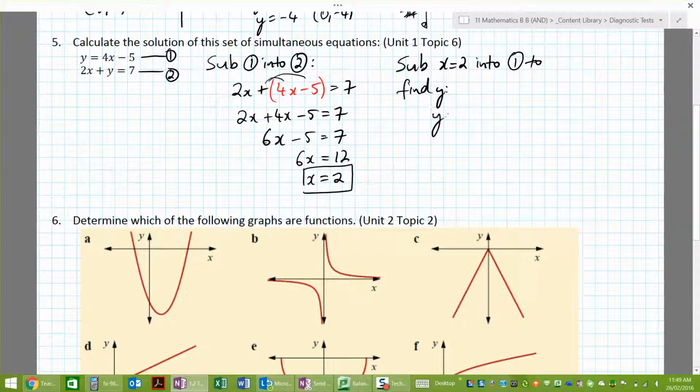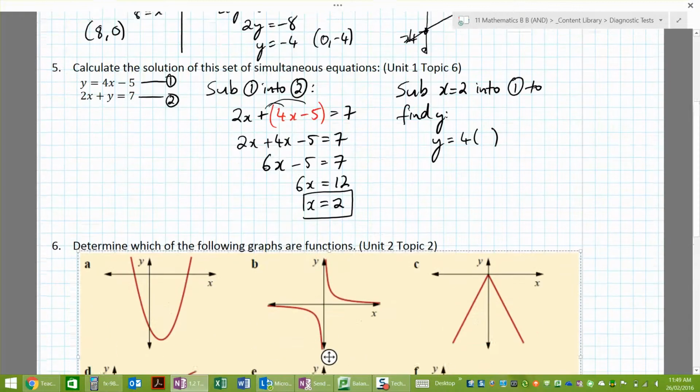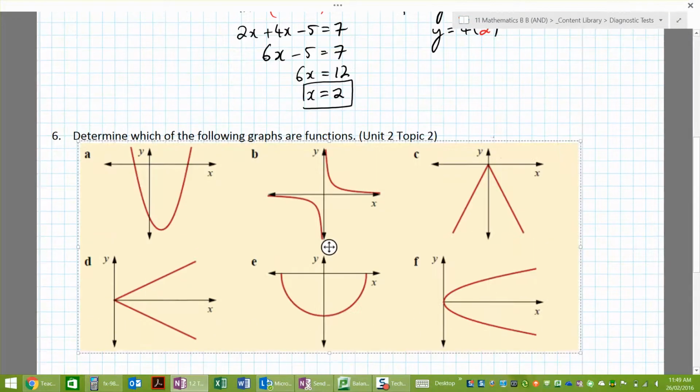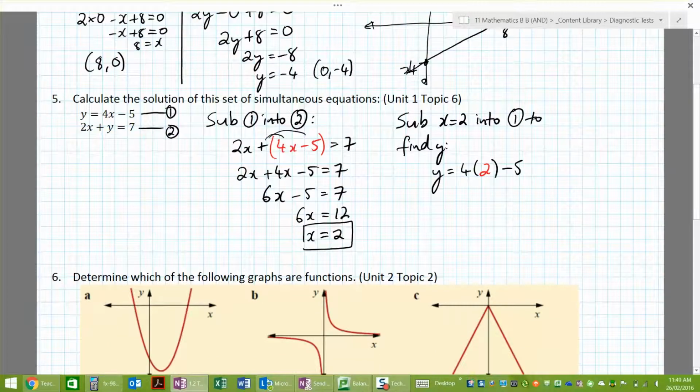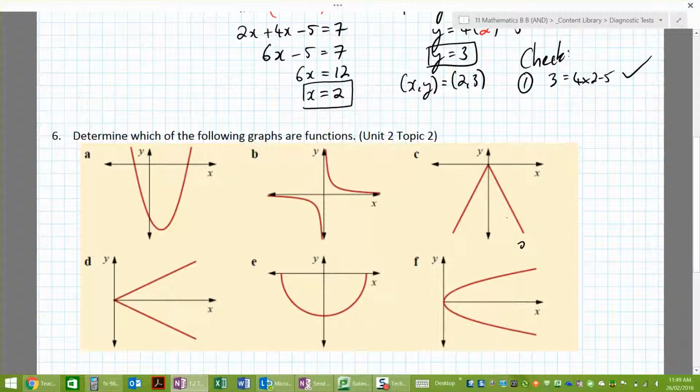So in this case, y equals 4 times x, which we know is 2, minus 5, so y equals 3. So my solution (x, y) is (2, 3). Need to check that this is true. I'll sub these values into equation 1. I have 3 equals 4 times 2 minus 5. Is that true? Yep.